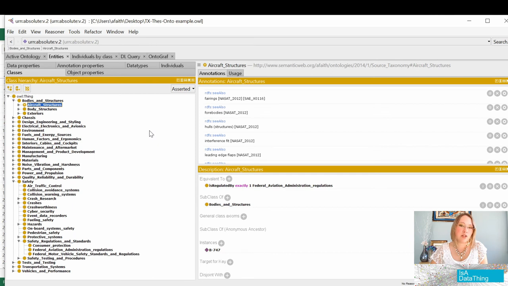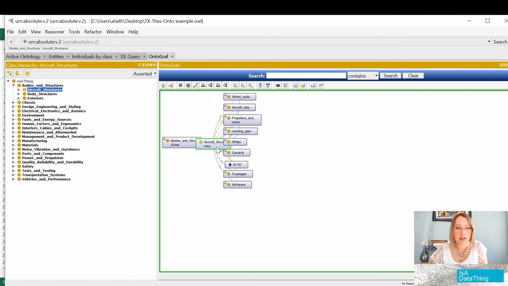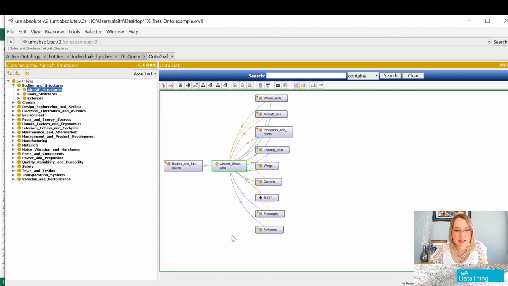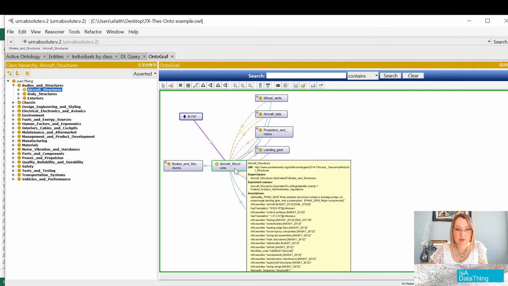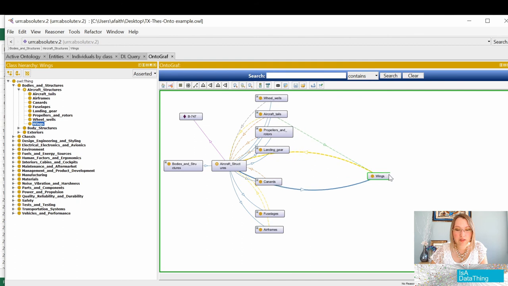Now, the nice thing about ontologies and knowledge graphs is you can see them. And I actually really recommend looking at the relations once in a while so you can kind of get a feel for what it's doing. And here's how you can do that in Protégé. So you go to the ontograph, you can see I selected aircraft structures and we're gonna explode that. And you can see I've added an instance here. An instance, remember, is a specific thing. And here I'm talking about the B747 is a type of aircraft structure. And then you see all of these different types of relations.